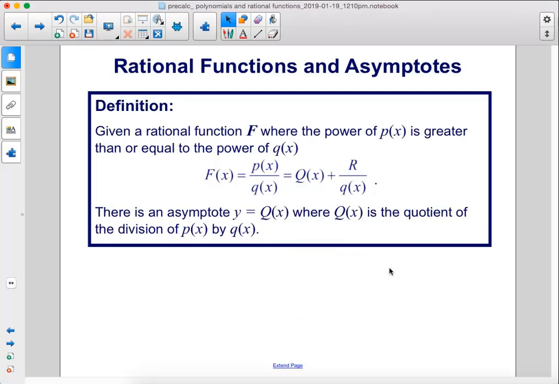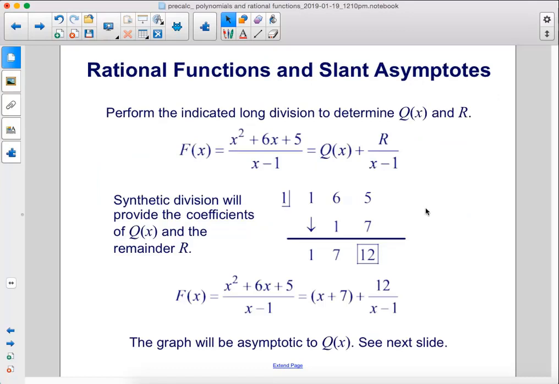Given a rational function f where the power of p of x is greater than or equal to the power of q of x, f of x equals p of x over q of x, which equals q of x plus r over q of x. There is an asymptote y equals q of x, where q of x is the quotient of the division of p of x by q of x. Perform the indicated long division to determine q of x and r.